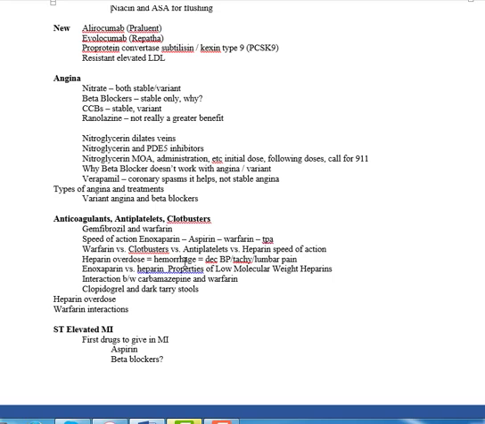What's the interaction between carbamazepine and warfarin? So with warfarin, where do we have to adjust? Do we have to adjust up or down? Which drug do we have to adjust?